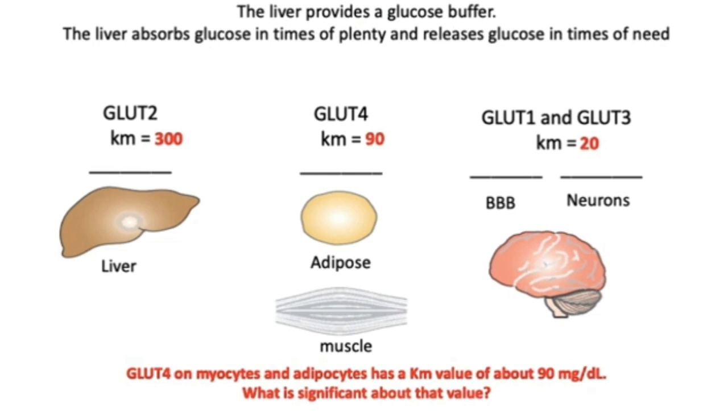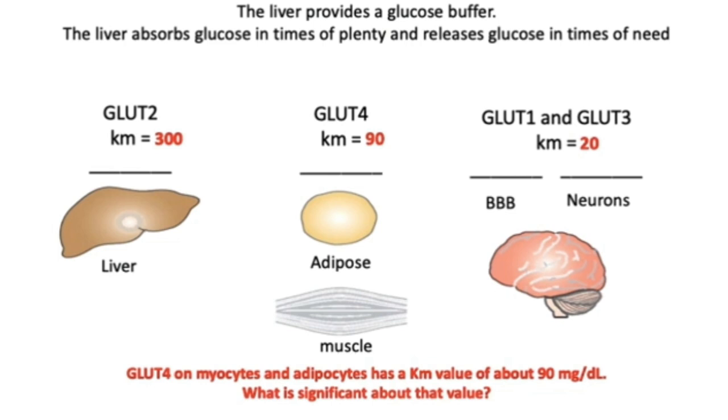And then finally, it sort of makes sense that GLUT4 has a Km value right about a typical fasting blood sugar level. Because if your body's homeostatic at that point, it might be nice if sugar going both into fat and muscle is only about half active.